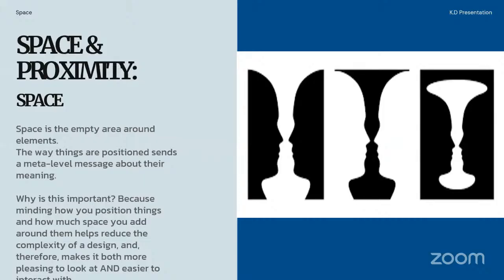Then we move on to space and proximity. First, we'll talk about space. Space is the empty area around elements. It is not just wasted space, it is often the content that breathes and improves your readability. The way things are positioned usually sends a meta-level message about their meaning. Why is this important? Because minding how you position things and how much space you add around them helps reduce the complexity of a design and therefore makes it both more pleasing to look at and easier to interact with.